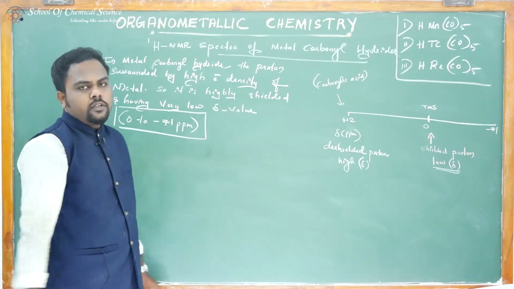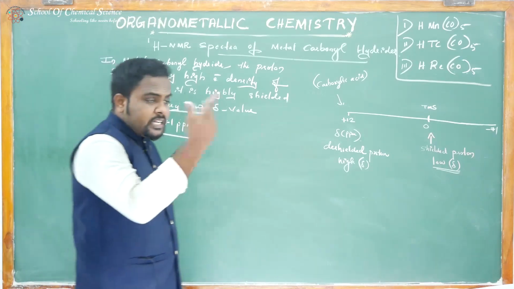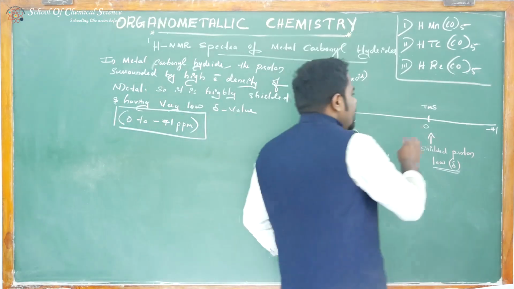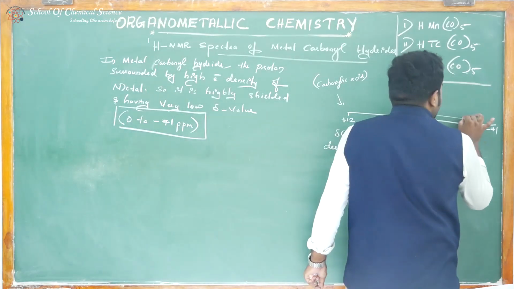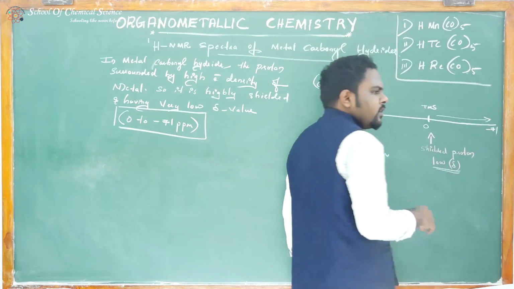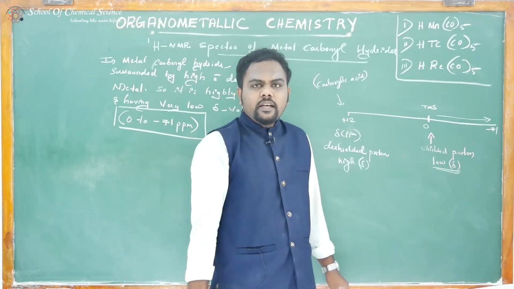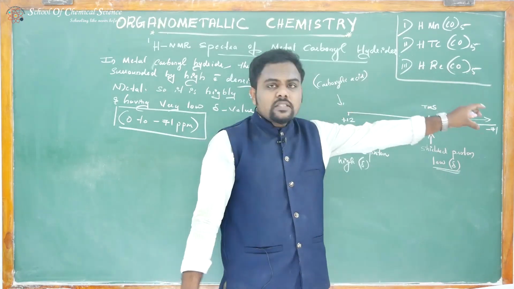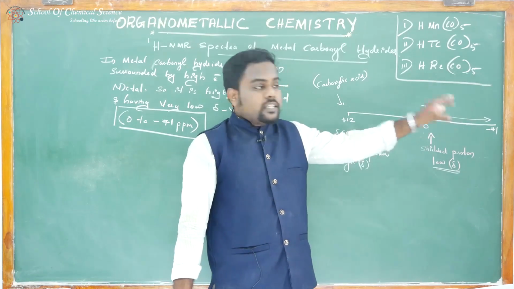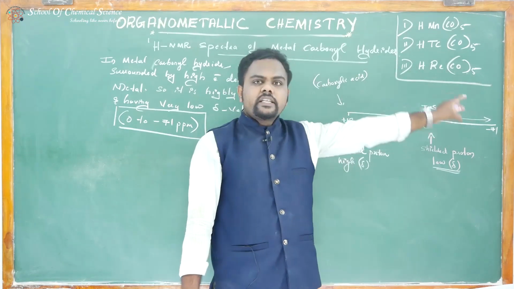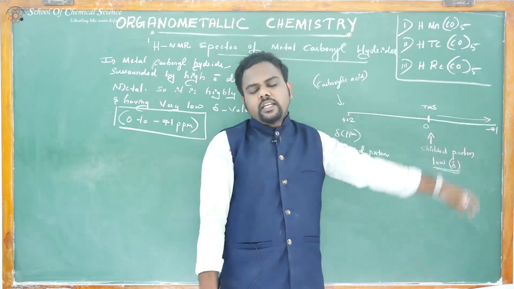Please copy this note. As shielding increases, it goes to minus 10, minus 20, minus 30, minus 40, up to minus 70. As shielding increases, the delta becomes more negative.